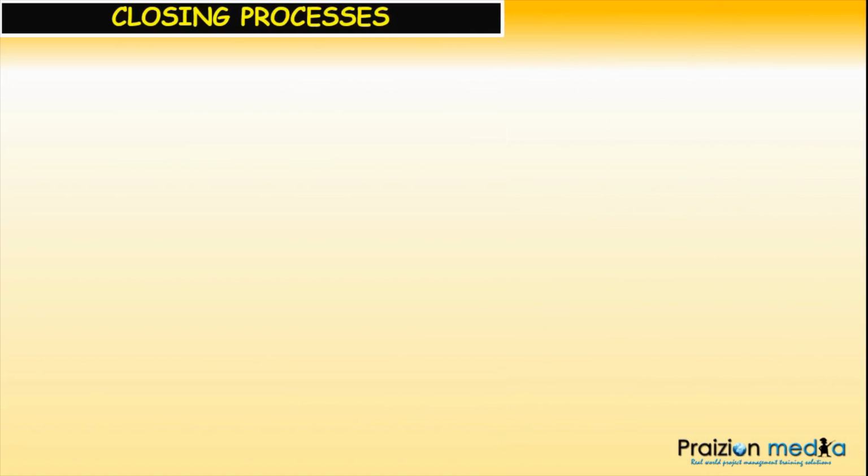Now, the final process group is the closing process group. Remember, by now, the customer has already checked the deliverable. The customer has approved the deliverable by the time you get here. And remember, it happens in iterations. There could be several phases that employ these 5 process groups.